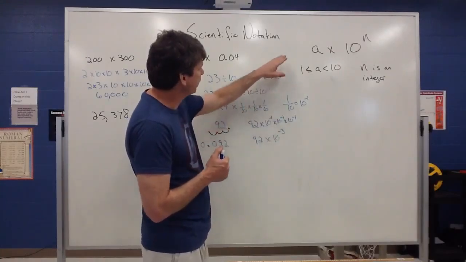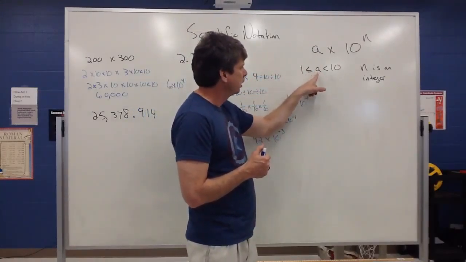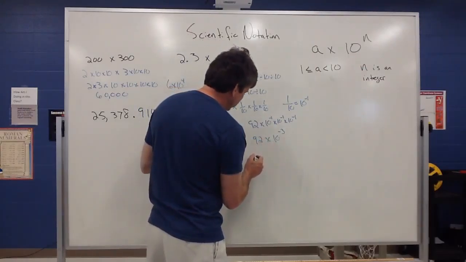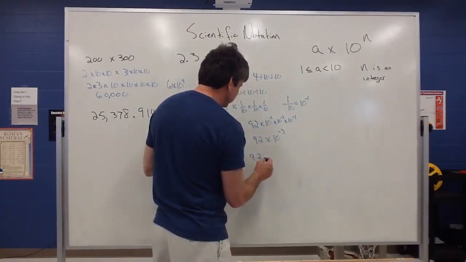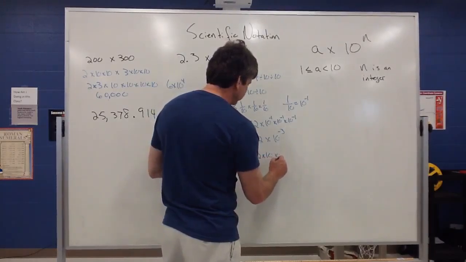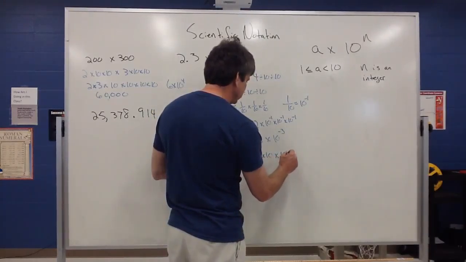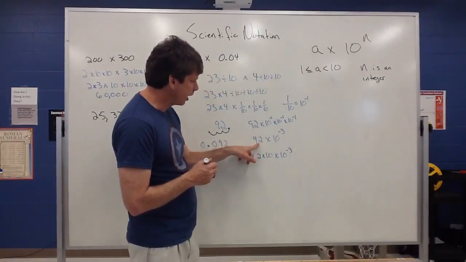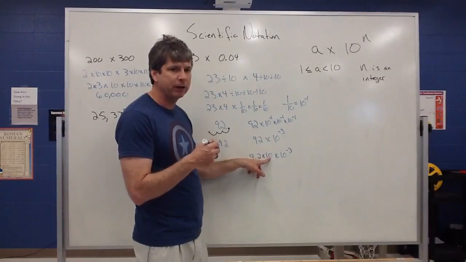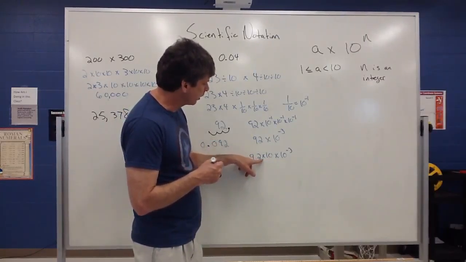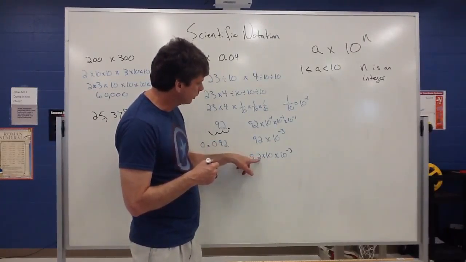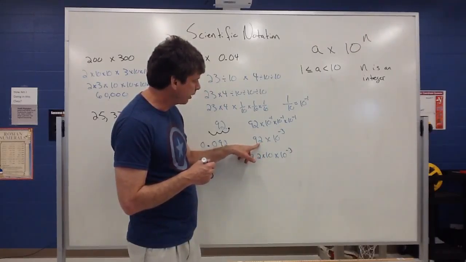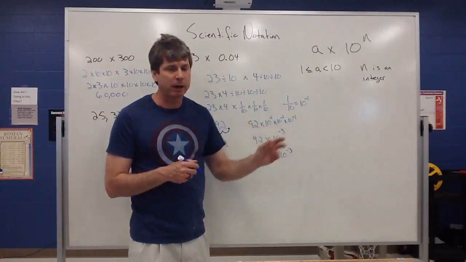But notice that this is not in scientific notation because the A has to be between 1 and 10. So I'd actually have to change it to 9.2 times 10 times 10 to the negative 3. Notice that I lost the place value, so I have to multiply by 10 because that would move the decimal back out that way. So 9.2 times 10 is really the same thing as 92. Since I lost a place value, I had to multiply by 10 to put that place value back in.